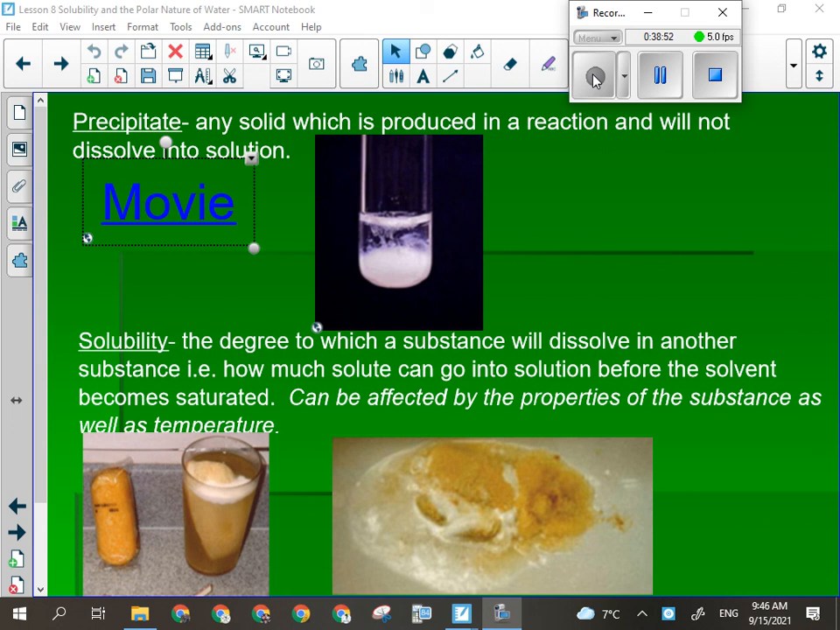It's funny. Solubility, guys, the definition of solubility is the degree to which a substance will dissolve in another substance. So that's an important definition to know. Okay, how much solute can go into solution before the solvent becomes saturated. Saturated is another term you need to know. If something is saturated, it can hold no more. So if it's a solution, you won't get any more to dissolve.